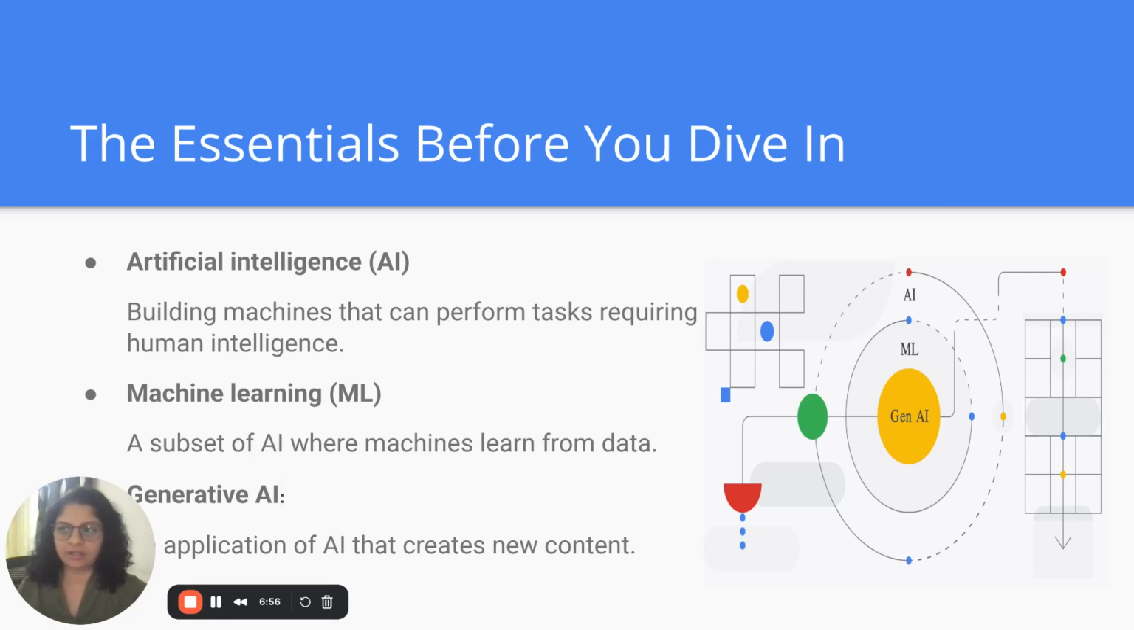In summary, AI is the big picture, with the goal of making machines intelligent. Machine learning is a powerful approach that allows machines to learn from data, and generative AI is a specific and advanced application of ML which is focused on creating novel content.